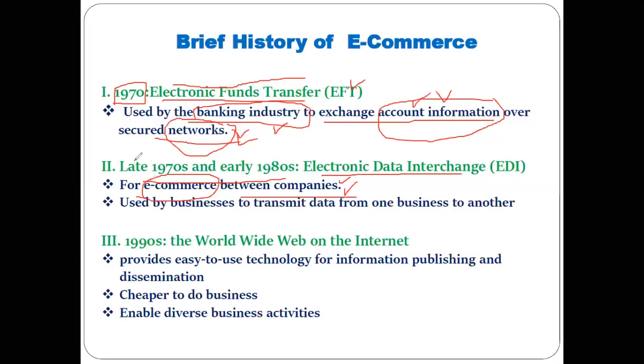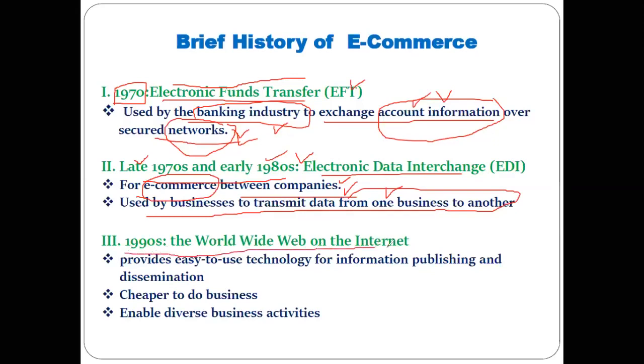So this technology was utilized by businesses to transmit data from one business to another. Here also there was no presence of the internet. It was some kind of local area network or wide area network, without any internet services, a restricted small network created between two or more companies. So that is the second step towards e-commerce.